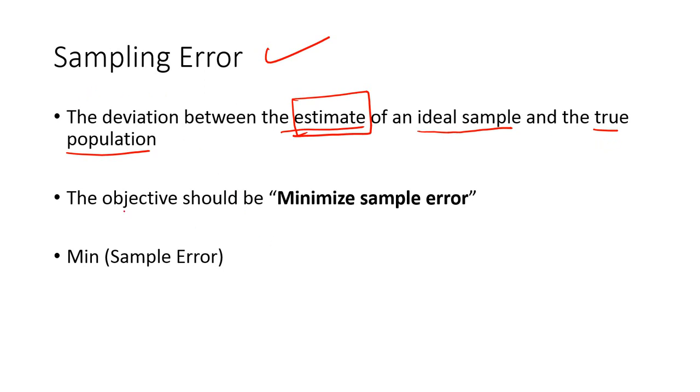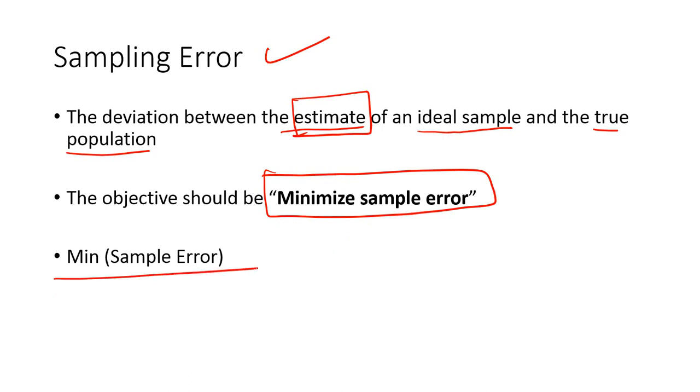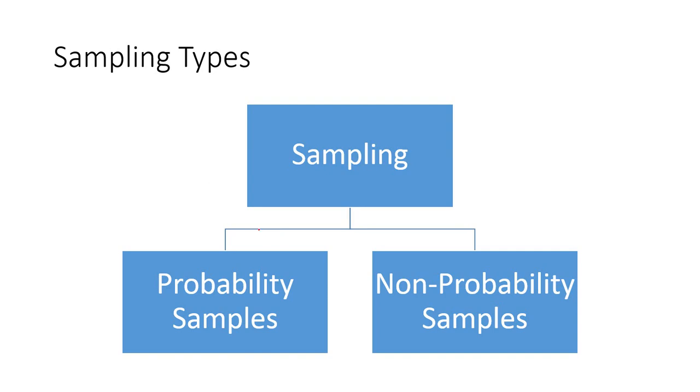So the objective all the time should be to minimize the sampling error. Whenever we are building a predictive model, we need to ensure that we minimize the sampling error so that the model is very representative and good for deriving inferences about the population or doing the prediction for the population data.